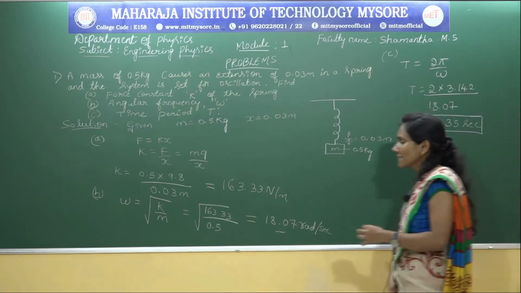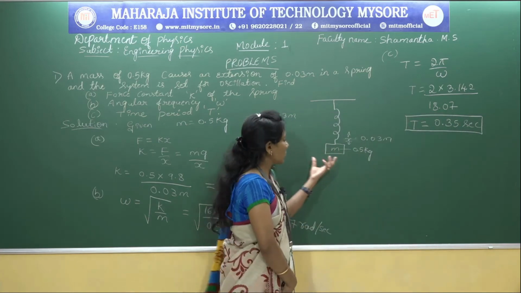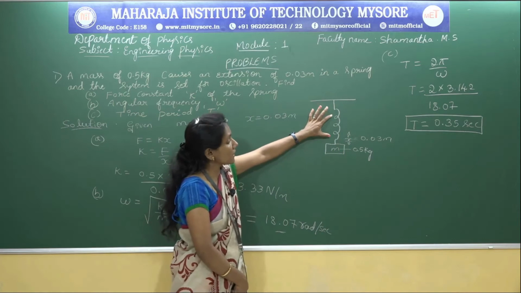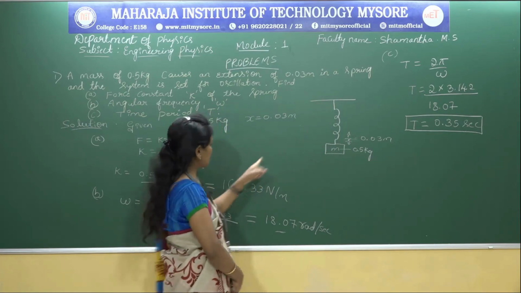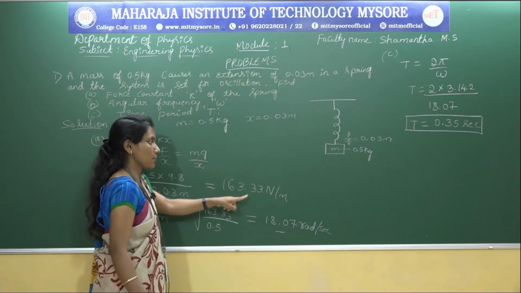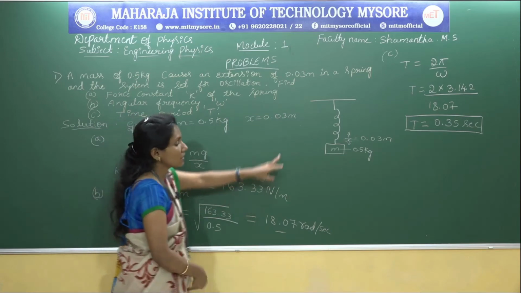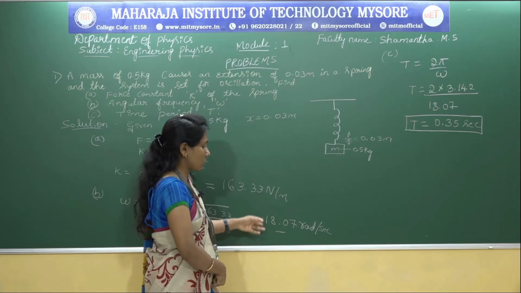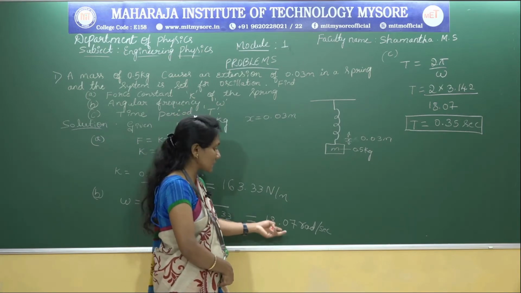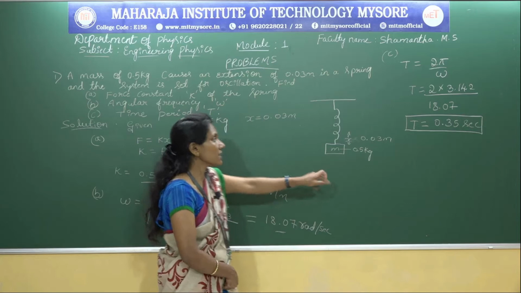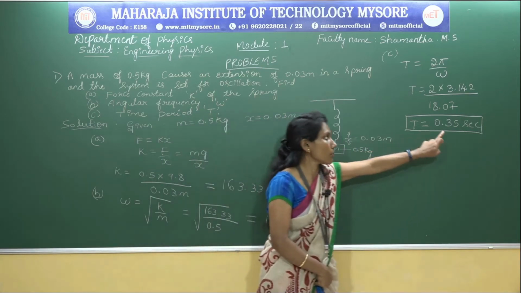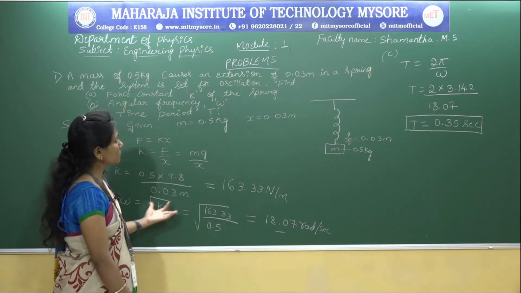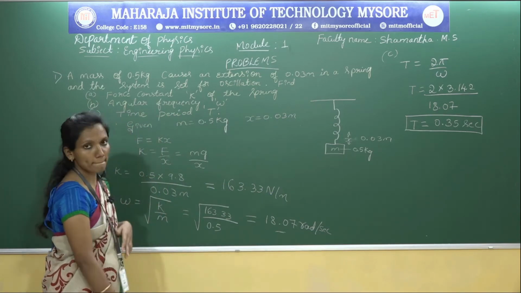So that means the particle is executing oscillation with the spring, this spring having the spring constant value of 163.33 Newton per meter, and the angular frequency it is producing is 18.07 with the time period of 0.35 second. So this is about this problem.